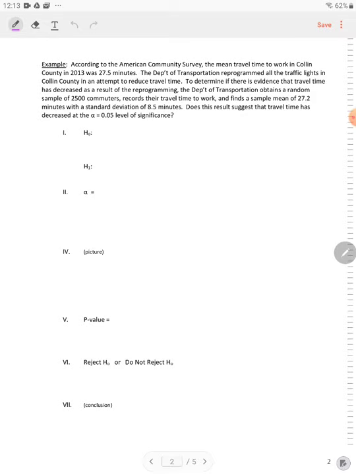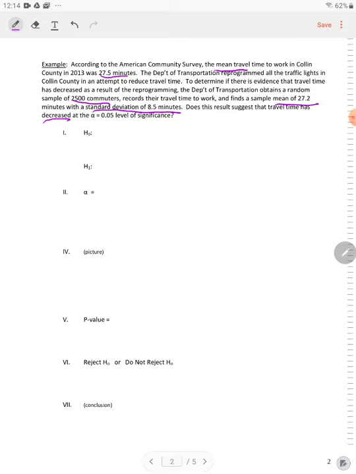All right, so I would like us to read the problem and write down some data that's not exactly asked for, but it'll help us as we work through this. According to the American Community Survey, the mean travel time in Collin County in 2013 was 27.5 minutes. The Department of Transportation reprogrammed all the traffic lights in Collin County in an attempt to reduce travel time. To determine if there's evidence that travel time has decreased as a result of the reprogramming, the Department of Transportation obtains a random sample of 2,500 commuters, records their travel time to work, and finds a sample mean of 27.2 and a sample standard deviation of 8.5. Does this result suggest that the travel time has decreased at alpha equal 0.05?